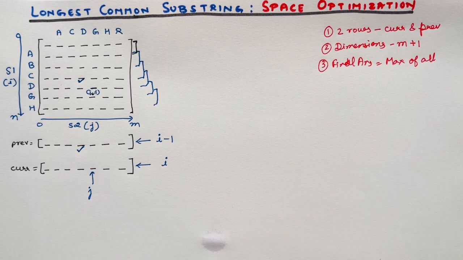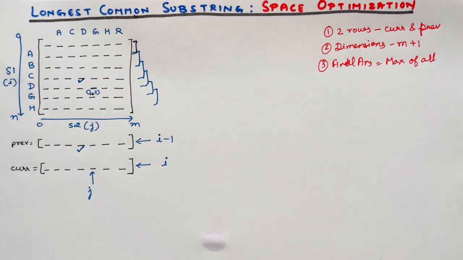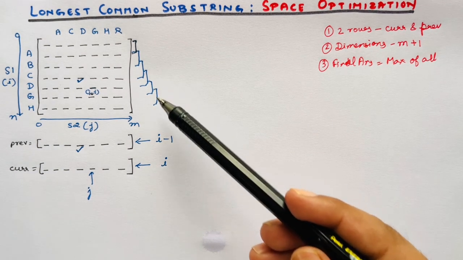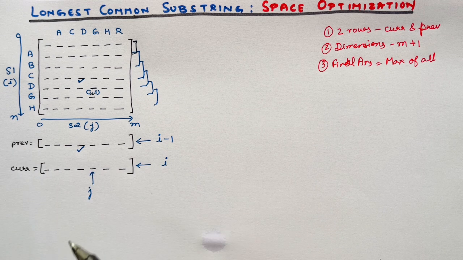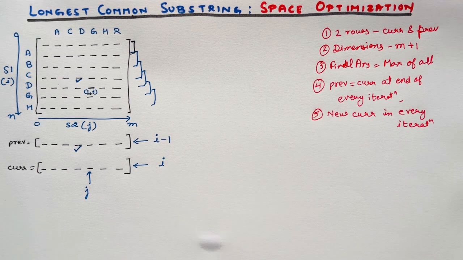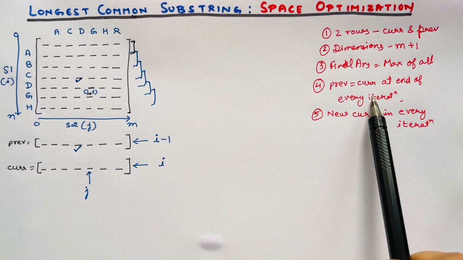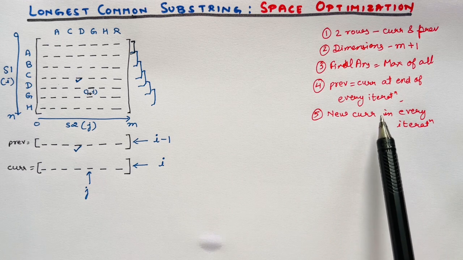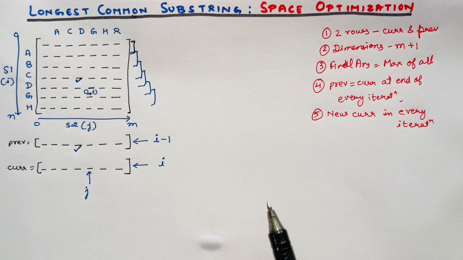Now let's see what happens when we move from one iteration to next. When we move from one iteration to next, our previous will be of no use and our current will act as previous in the next iteration, and we will be filling out a new current. So we have noted down that previous will point to current at the end of every iteration, and in every iteration we will be filling out a new current.